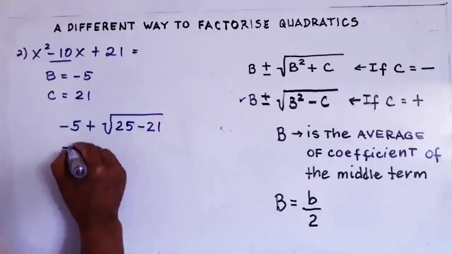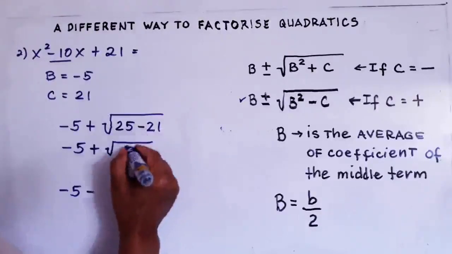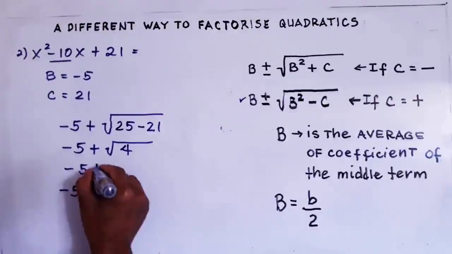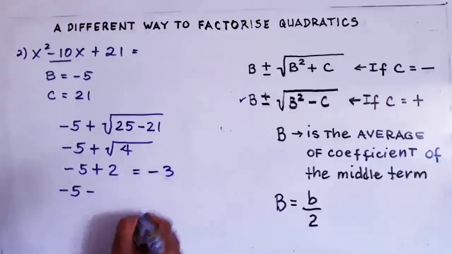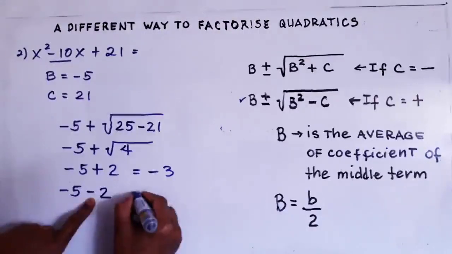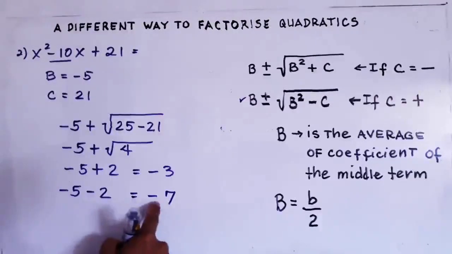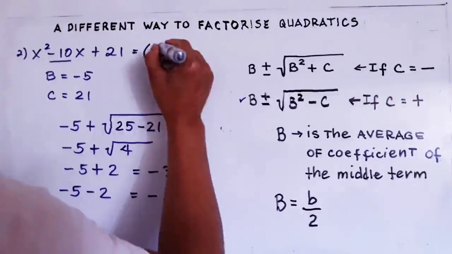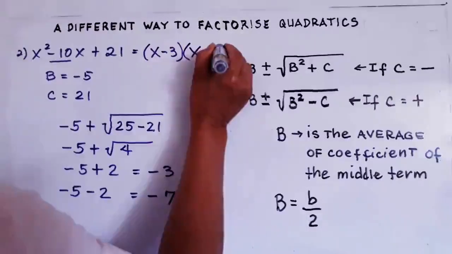Okay. So you have negative 5 here, plus square root of 25 minus 21 is 4. So finally we have negative 5, and we take the square root of 4, which is 2. That will give us negative 3. Don't forget this one, we still have negative 5. So just put the 2 here, and you know it's negative 7. So we have x minus 7 times x minus 3. So in here, we have x minus 3 times x minus 7.